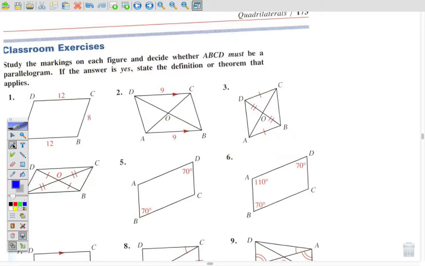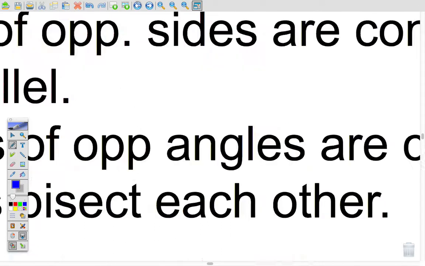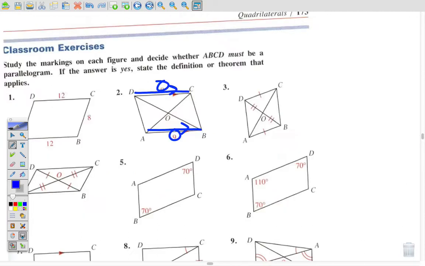Okay, let's take a look at number 2. Now, number 2, let's see what we have. We have one pair of sides that are parallel and they're equal because both of them are 9. So if I go back to my 5 ways, one of your theorems said if one pair of sides are parallel and congruent, it's got to be a parallelogram. So number 2 is a yes, that's got to be a parallelogram.